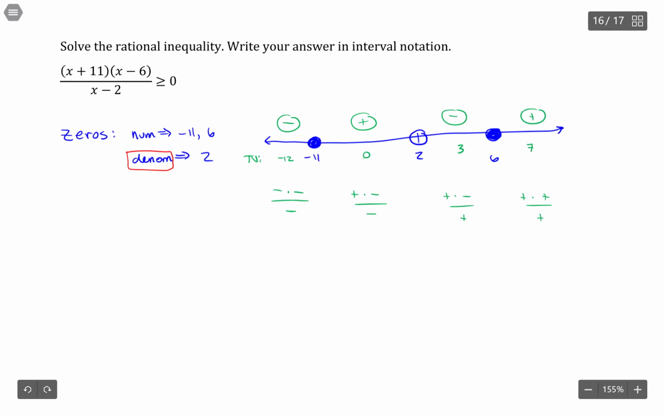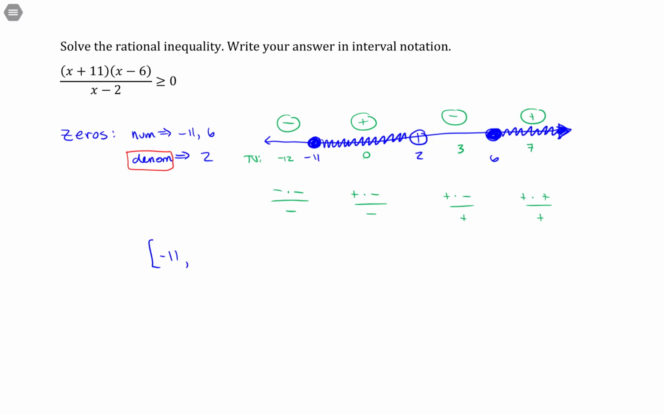So the values that are greater than 0 are the positive ones. So I need to shade in the intervals with positive solutions. So my final answer here is the set of numbers from negative 11 inclusive, because of that closed circle, to positive 2 exclusive, and then from 6 inclusive to positive infinity.